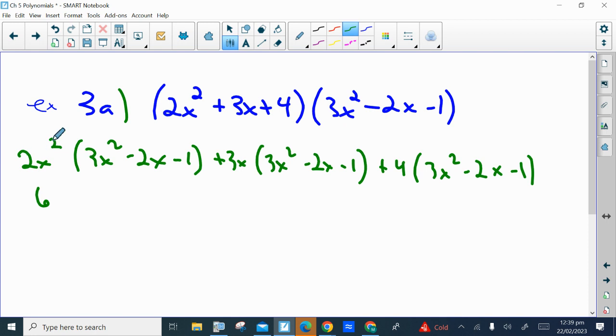2 times 3 is 6. X squared times x squared. Remember, you add the exponents. Keep the base the same. Then 2 times negative 2 is negative 4. X squared times x to the 1. Add the exponents. When you multiply 2x squared by negative 1, it's just going to be negative 2x squared. 2 times negative 1 is negative 2. The x squared is not multiplied by any x there, so it doesn't change.